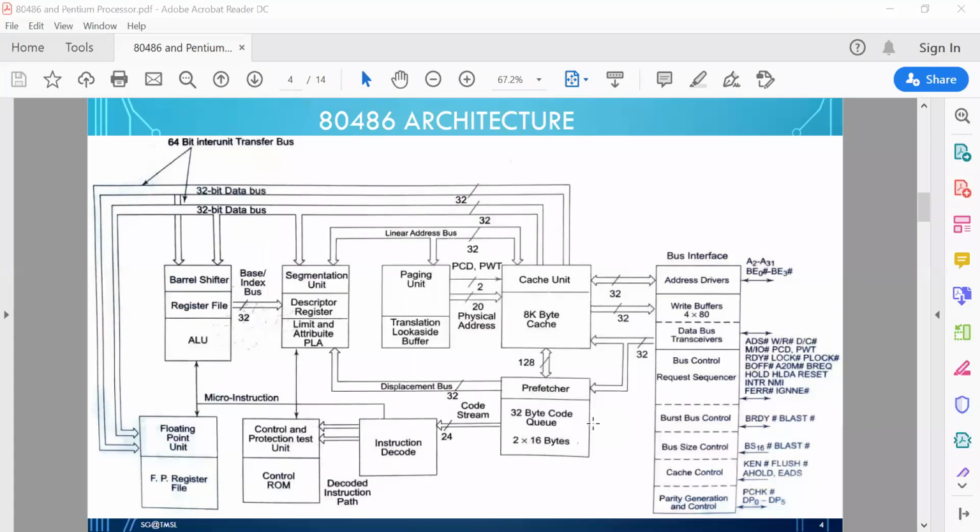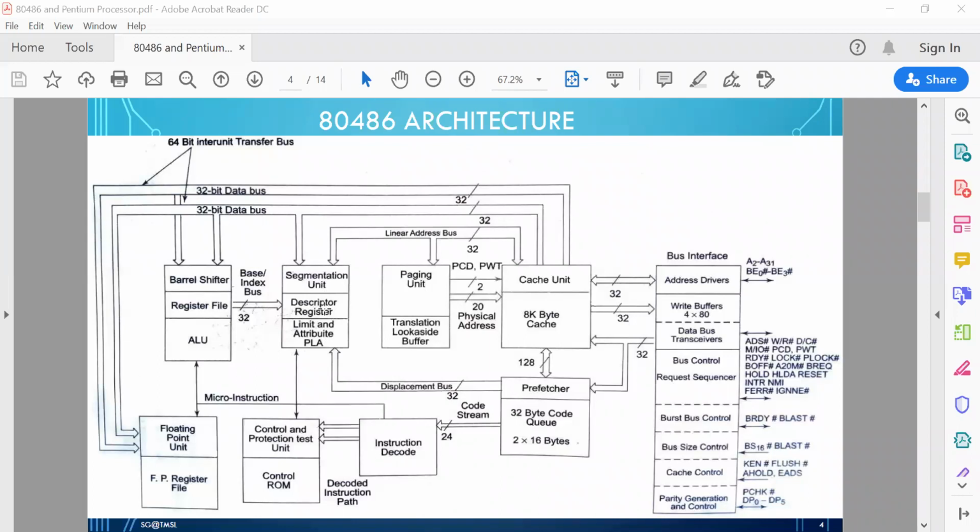The prefetcher includes a 32 byte queue of prefetched instructions and is connected to the bus interface, the cache, as well as the instruction decoder. The prefetcher is connected in this way to the instruction decoder, and the displacement bus goes to the segmentation unit.